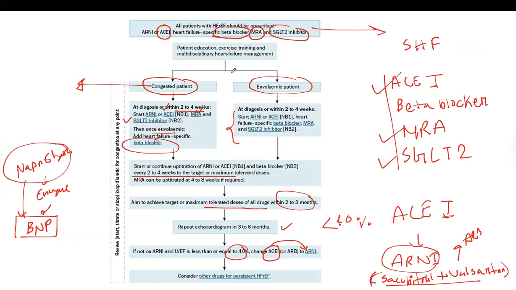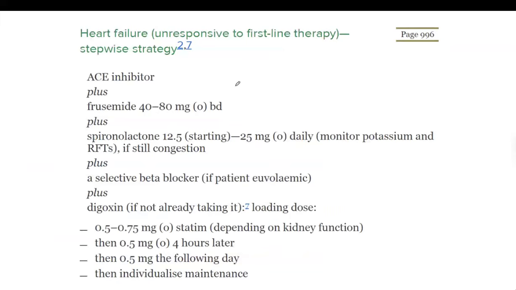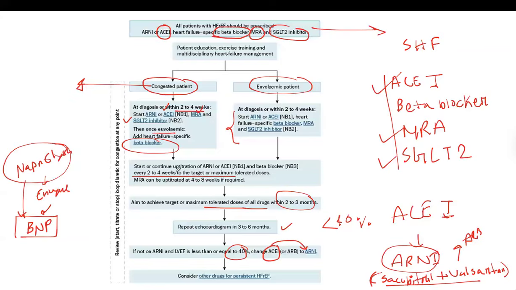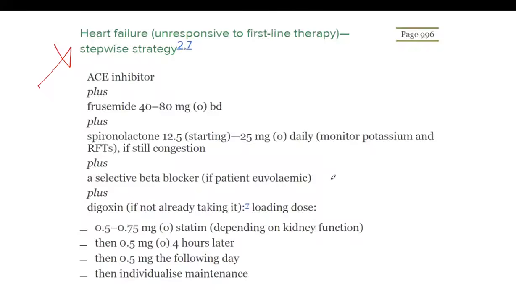Okay. I hope it's clear for everyone. Now, I no longer discuss heart failure from John Mottag because John Mottag makes it a bit confusing. So I would say please do not follow this anymore. Okay, follow what I have just shown you. That will be enough to pass your exam.